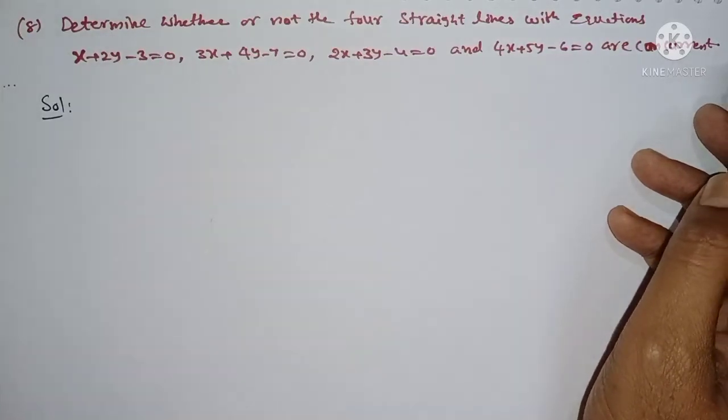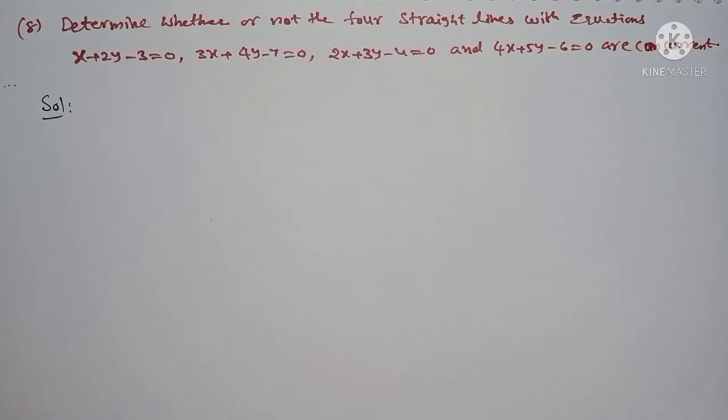Four lines are concurrent means same method: you can solve any two equations to get the point of intersection, x comma y. Then if the remaining two equations are satisfied by that point, the four lines are concurrent. You can solve any two of these equations.